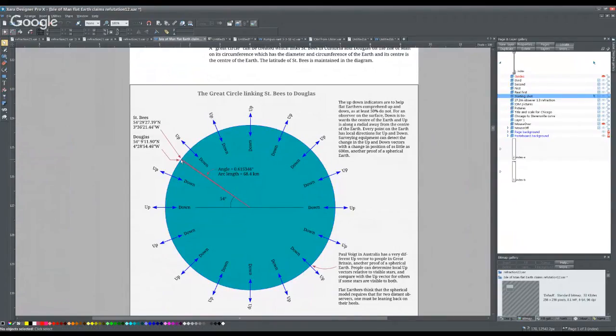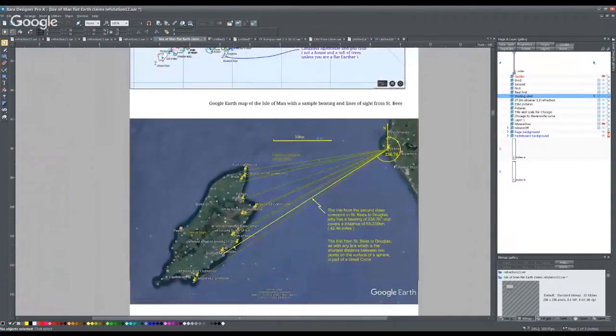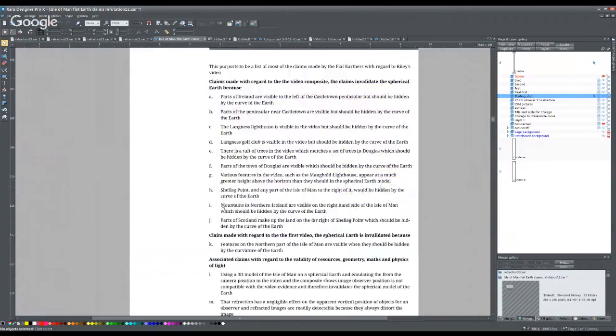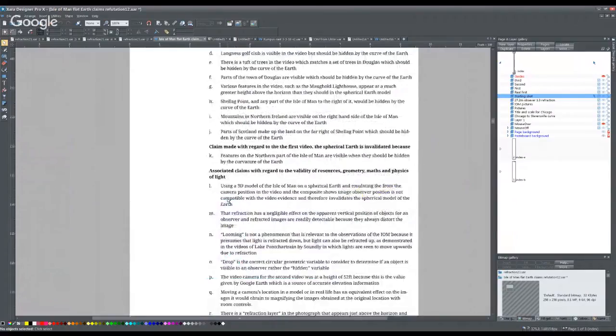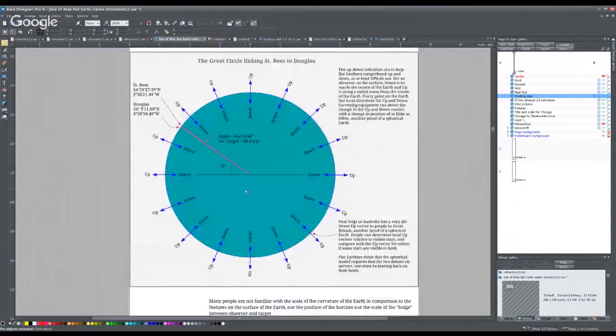One of the important points to understand is the scale of what's going on here. For instance, here we have a scale model of the Earth, and you can see the distance between St. Bees and Douglas, Douglas being the capital of the Isle of Man down here, and St. Bees being here. That distance is 68 kilometers to Douglas, and those lines form part of a great circle. If you take a great circle, these are some of the claims, but we're not really going to go into that detail. We're just going to focus on Philip's stuff.